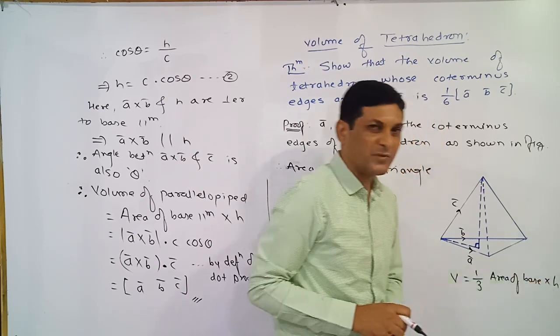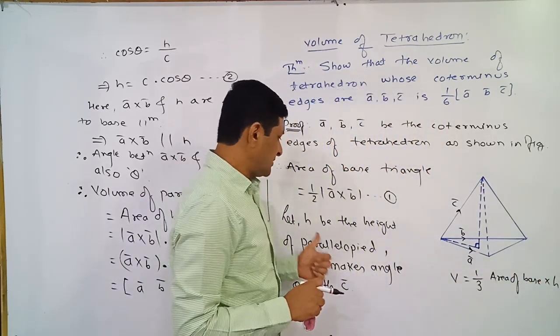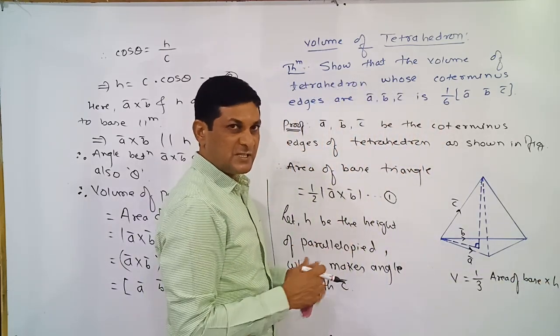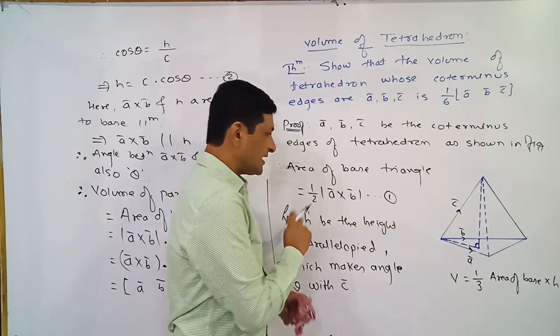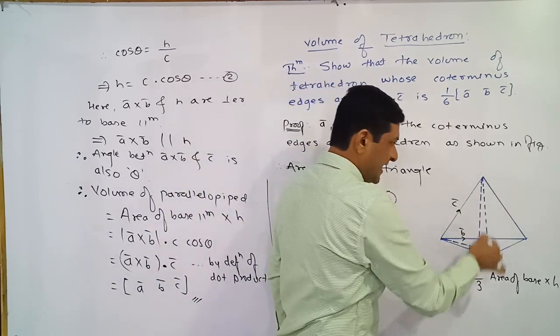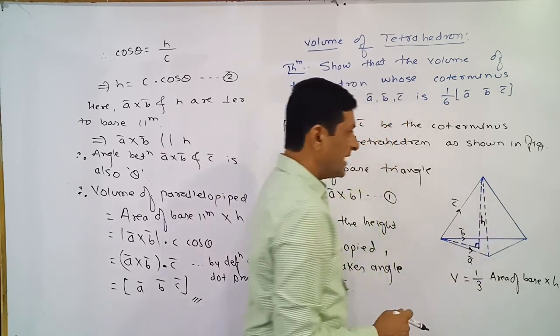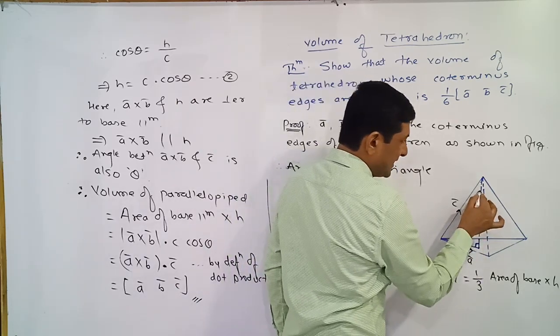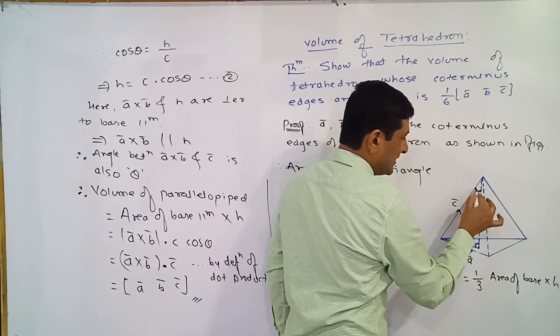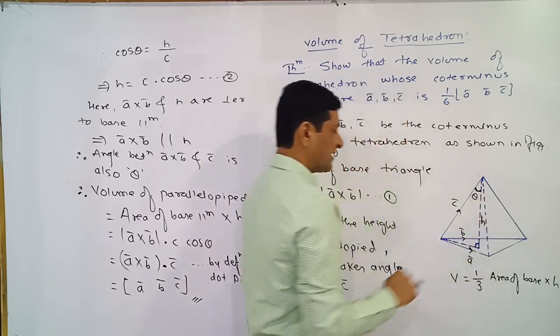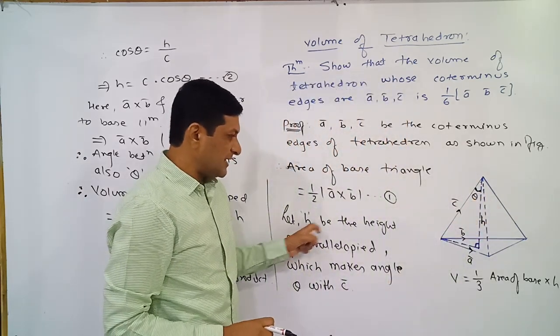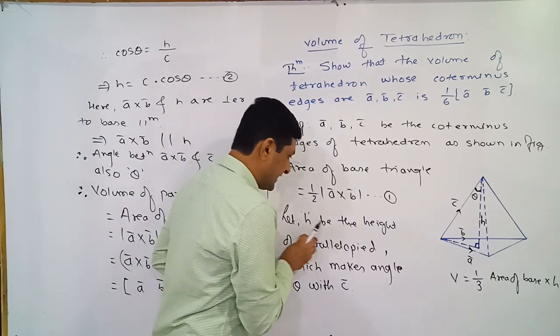Now we are trying to find out the second required value. So here the second required value means height. So we are denoting the height here by h. So let this h be the height of this tetrahedron, and let this h make an angle theta with which vector? C bar. So already here we have written that let h be the height of the tetrahedron.